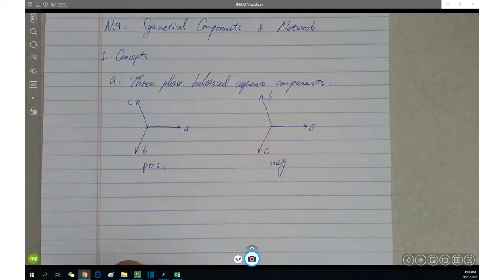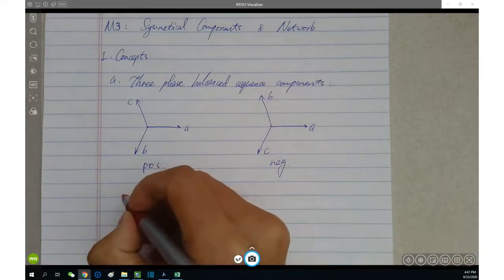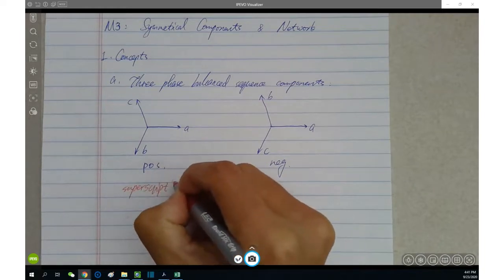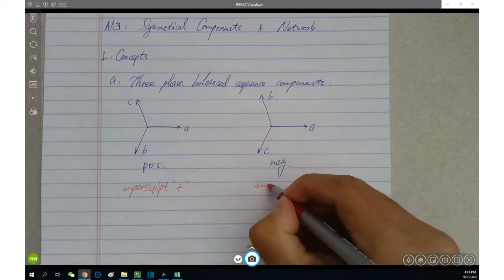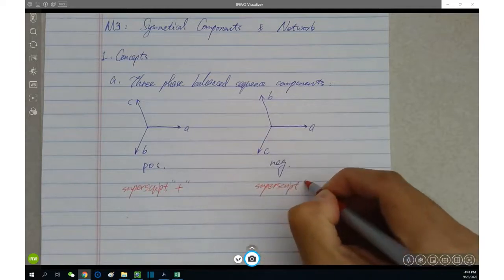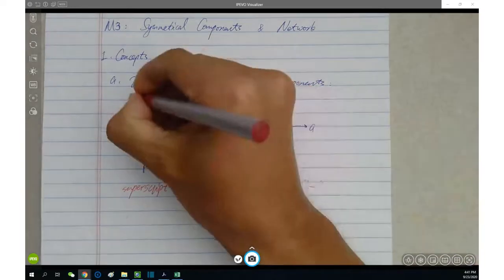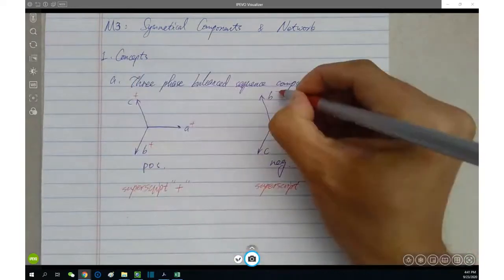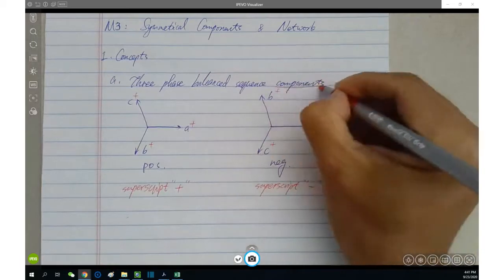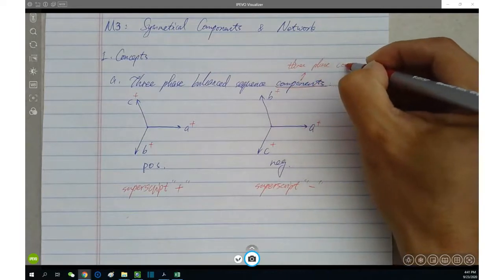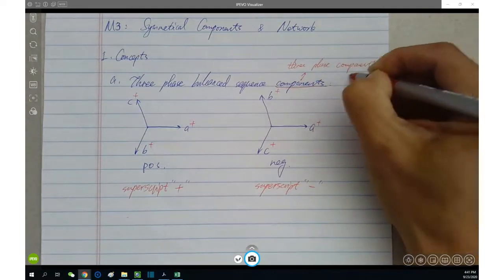And then what we need to do here is we're giving superscript plus and the minus to represent different sequence components. What does it mean by component? Component means three-phase component. A, B, and C.